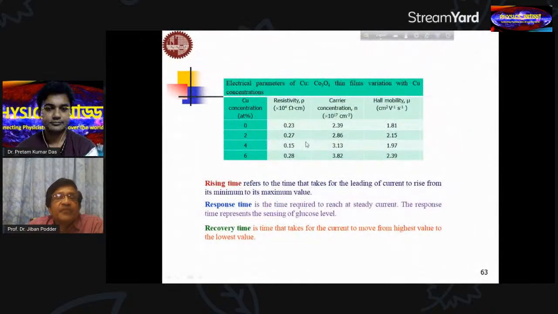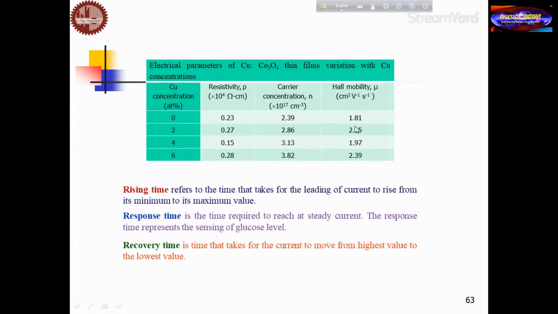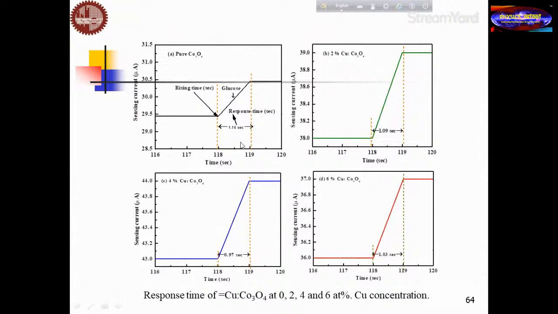If you look here, the resistivity is around the order of 10 to the power 4, which is quite reasonable within the 10 kilo range. We measure the resistivity, carrier concentration, and Hall mobility. Rise time, response time, and recovery time are defined already. You see the response time for the pure film is 1.16, for 2% it is 1.09, for 4% it is 0.97, and for 6% it is 1.03.